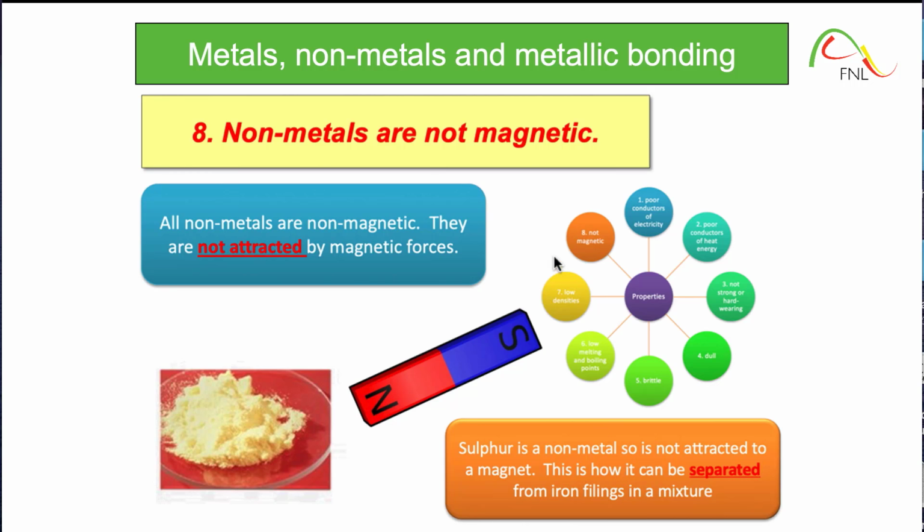Lastly, non-metals are not magnetic. Sulfur is a non-metal, so it's not attracted to a magnet. So if you've got a mixture of iron filings and sulfur, you can easily separate them with a magnet. The iron filings will be attracted towards the magnet, sulfur will not.